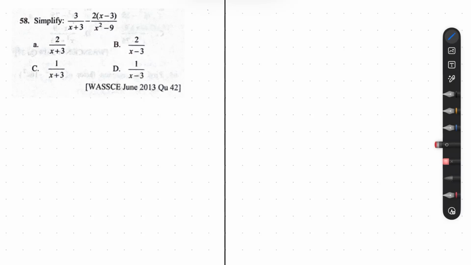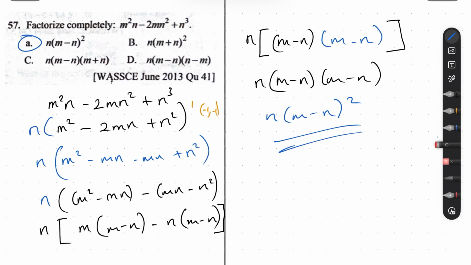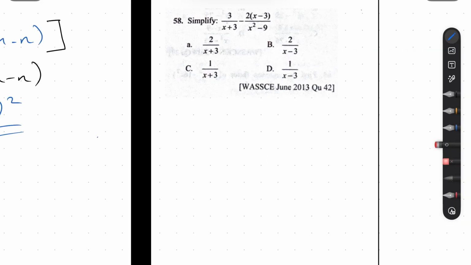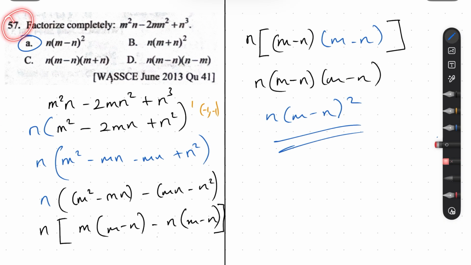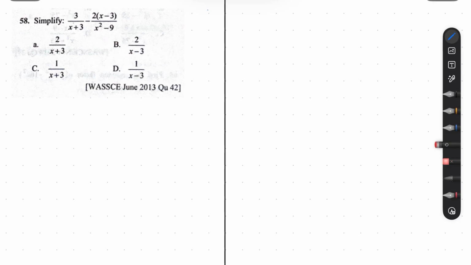In this session, we start with question number 58. Previously, we ended on question number 57. So here we're going to start with question number 58. The question says, simplify this.